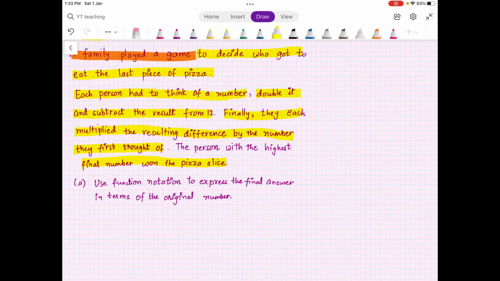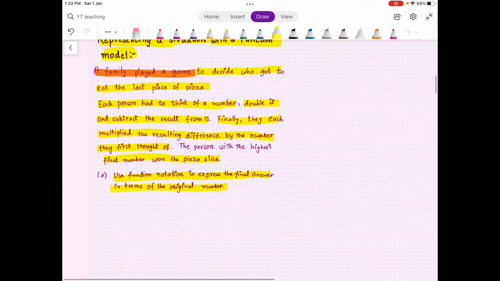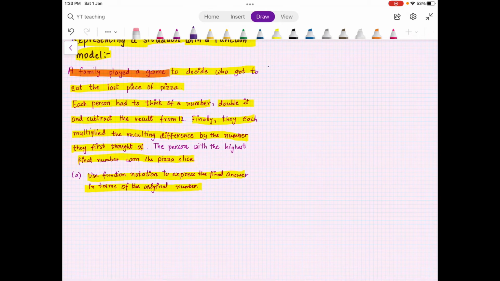So now the question here is, use function notation to express the final answer in terms of the original number. So you see, this is the real life situation we have. So let us try to just express it in terms of functions.